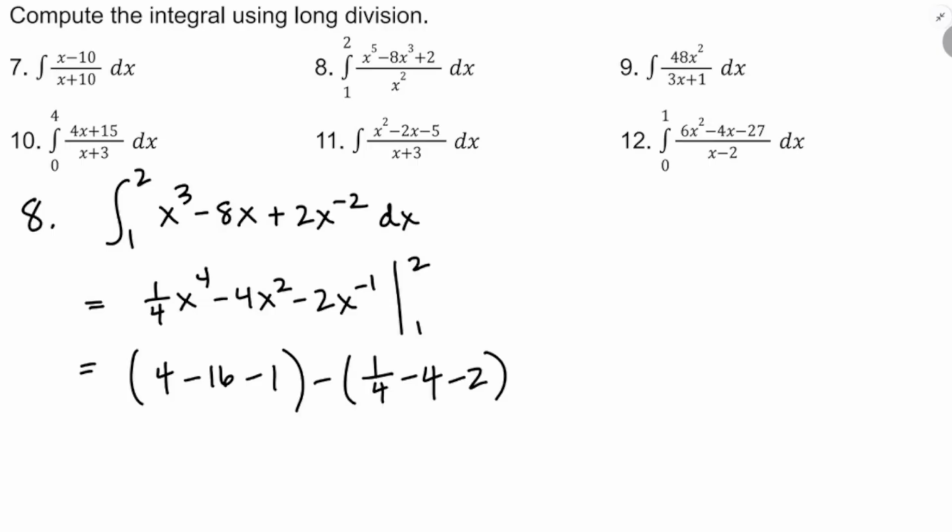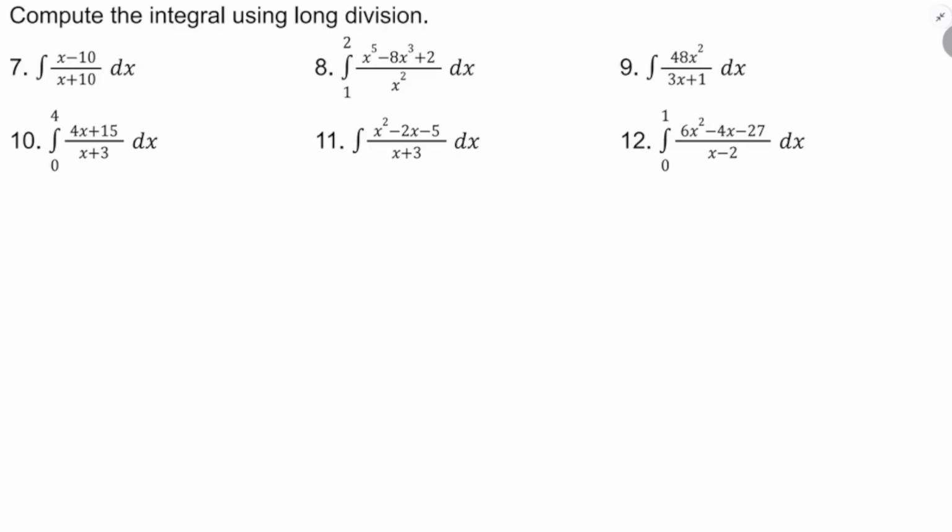Now, we could stop there, but if this was a multiple choice problem, which it almost certainly would be, we would need to simplify our answer. So I'm going to say that's 4 minus 16 minus 1 minus 1/4 plus 6. Okay, so I've got 10 minus 16 is negative 6, negative 7 and a quarter. Okay, pretty sure that's what that's going to be.